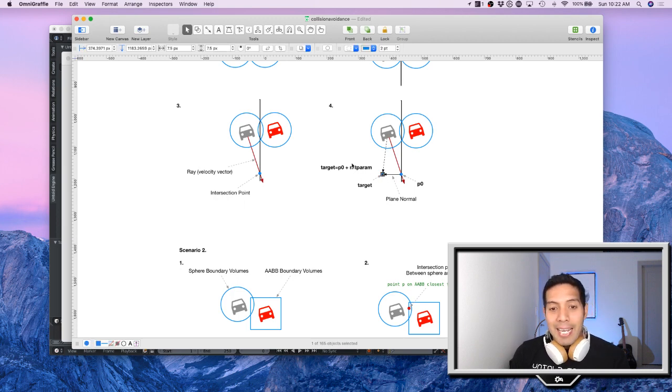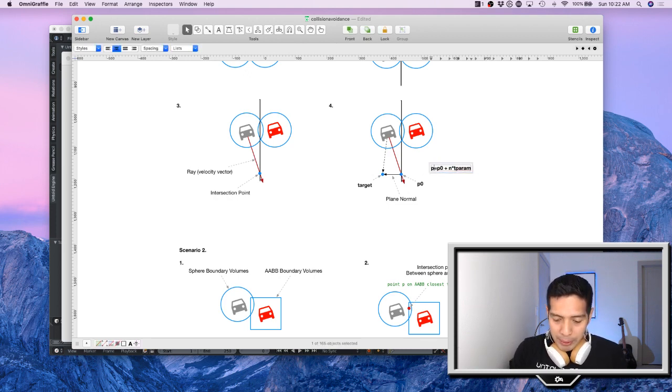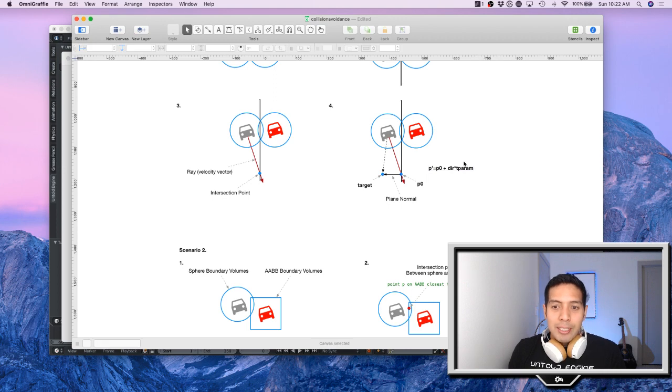I'm sure you have seen this equation many times. You probably have seen it like this. There you go. P final equals P initial plus the direction of your vector times a time parameter, right? That's how I create the target, and that's how I'm able to avoid any collision between two entities. So that's scenario number one.